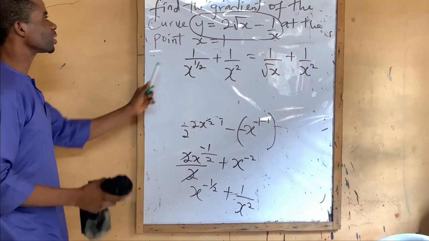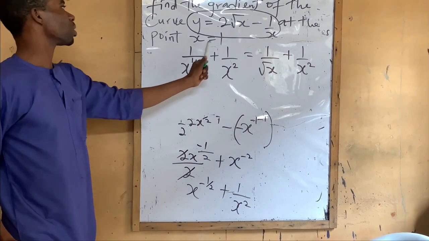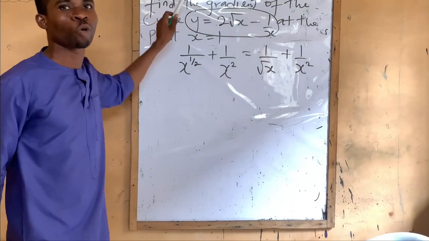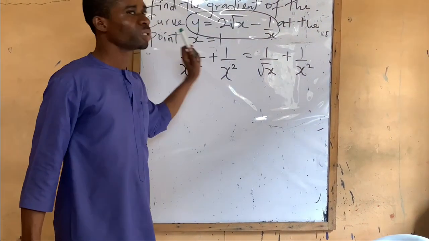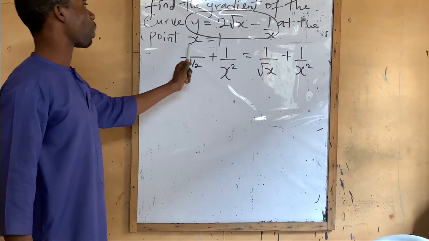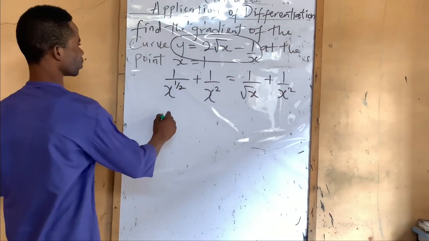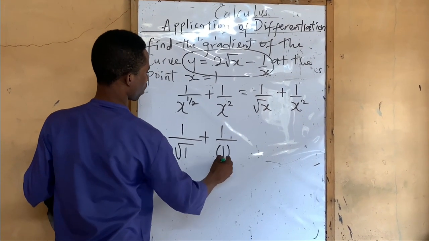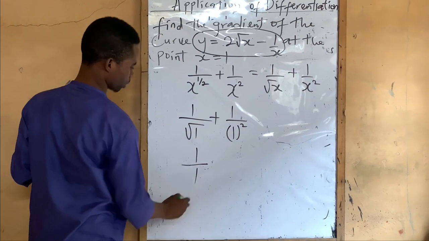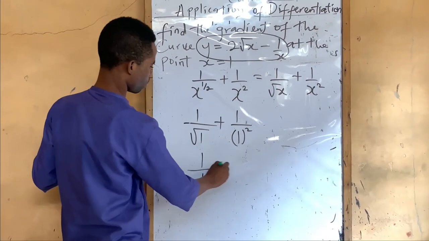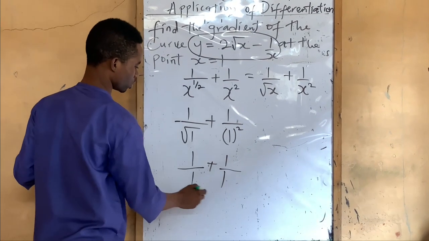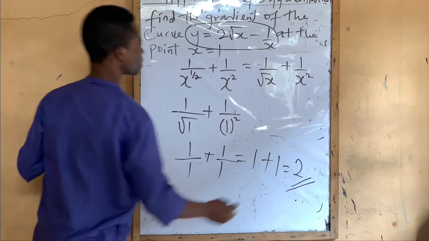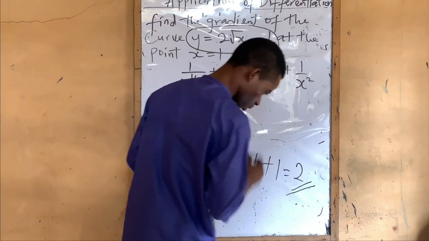Now, when we have this, they say at the point x equals 1. Here, they did not ask us to look for coordinates. They said we should find the gradient. After we've gotten the gradient, our x equals 1. So we have 1 all over root 1 plus 1 all over 1 squared. Root 1 is 1, plus 1 all over 1 squared is still 1. 1 all over 1 is 1, plus 1 all over 1 is 1. So the answer is 2. Now let's take a look at another one.